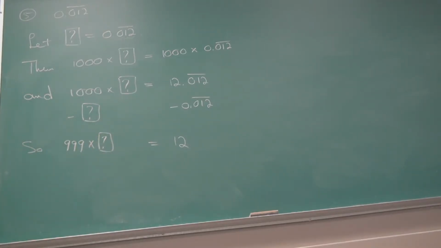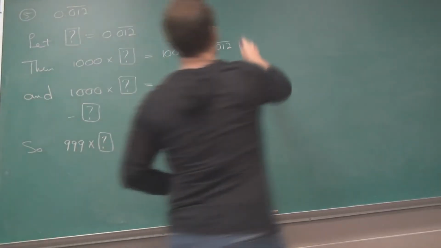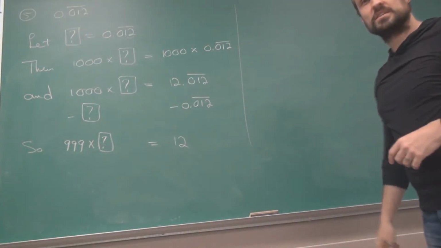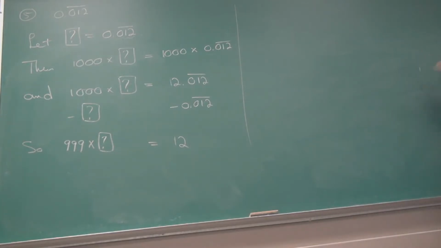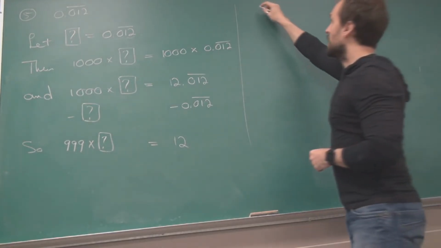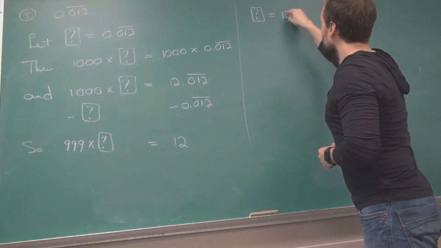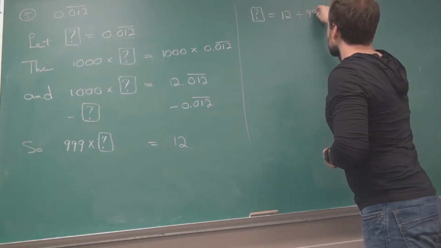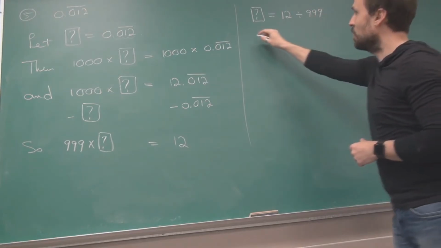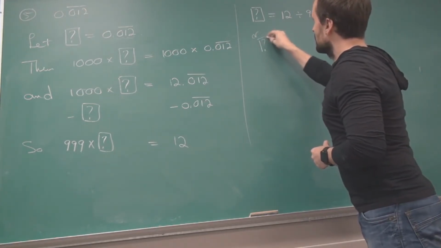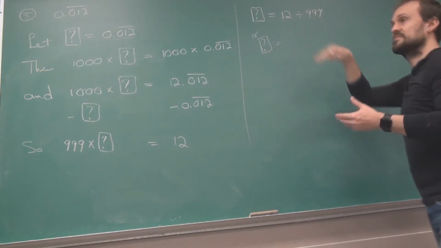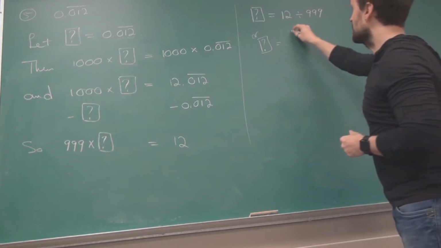Multiplication sentence, convert it to a division sentence, and that tells me question mark is equal to 12 divided by 999, or in other words, the division is very closely linked to fractions.